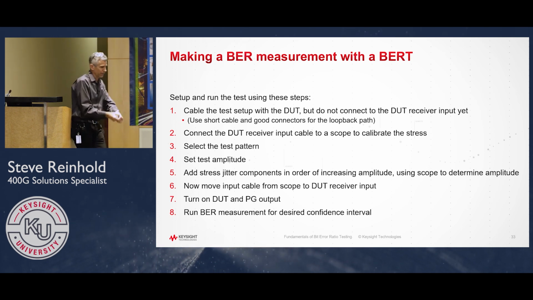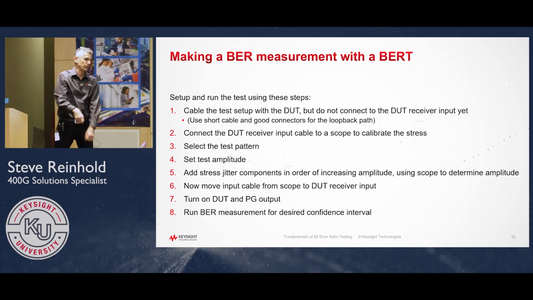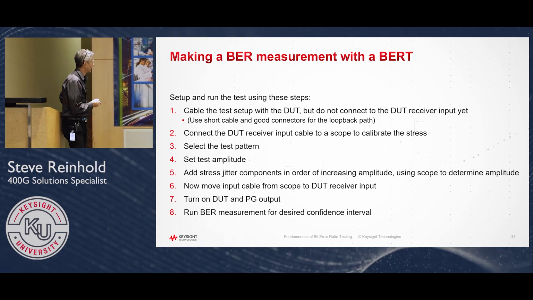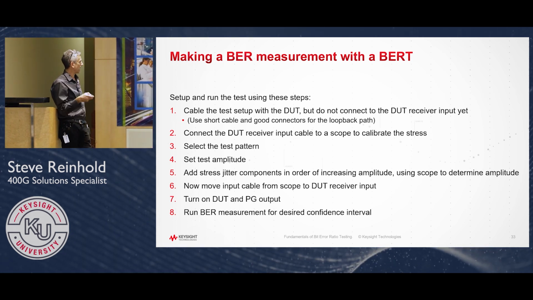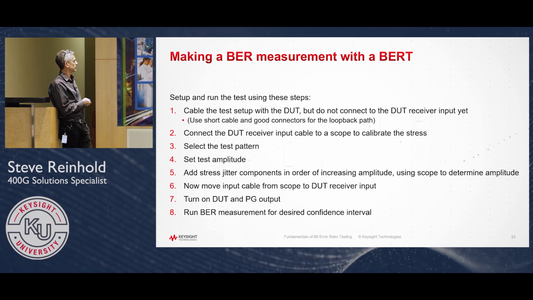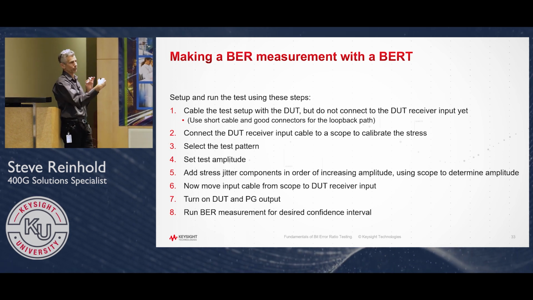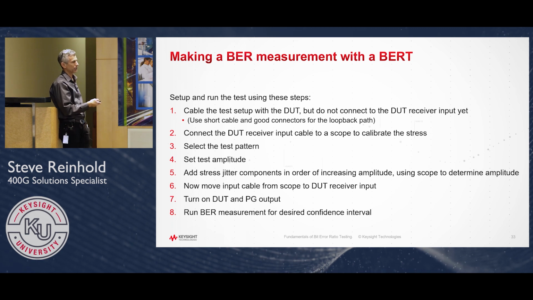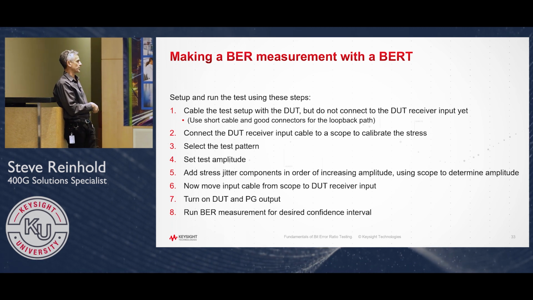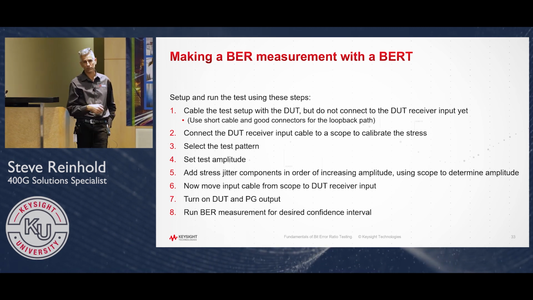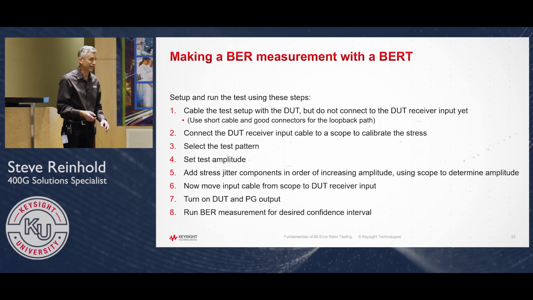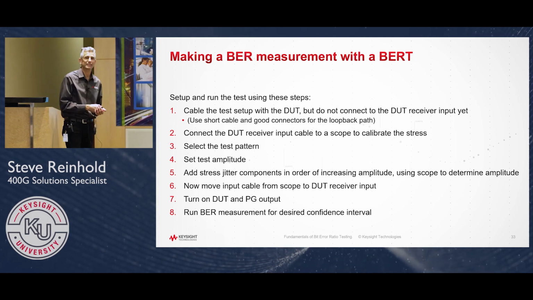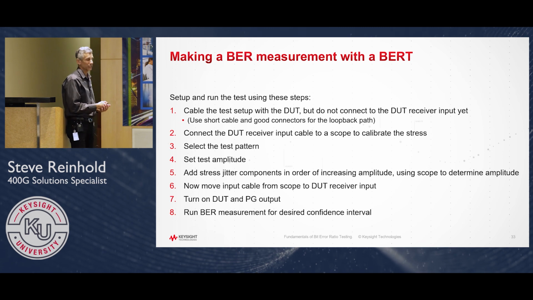Then you take the cables from the scope, put them into your DUT receiver, and you turn on the DUT and the PG output, and you put your device in loopback, send those bits back into the BERT error detector, and you run the BER measurement for the desired confidence interval. So it sounds simple. In practice, there's a few little details that are sometimes kind of tricky.